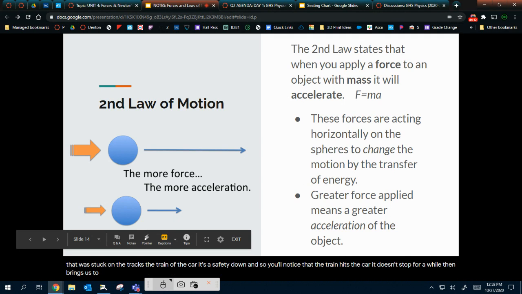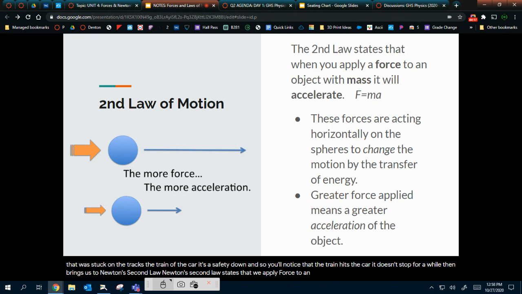Then that brings us to Newton's second law. Newton's second law states that when you apply a force to an object, it will accelerate, but how much it accelerates depends on the mass of the object. So with the second law, this is where we're going to get most of our calculations from. So remember that with the second law, we said the force is directly related to the acceleration, but it's inversely related to the mass. So for example, if you have an object that you push with a certain force, if you double the amount of force you push it with, well then that doubles the acceleration. It's a direct relationship.